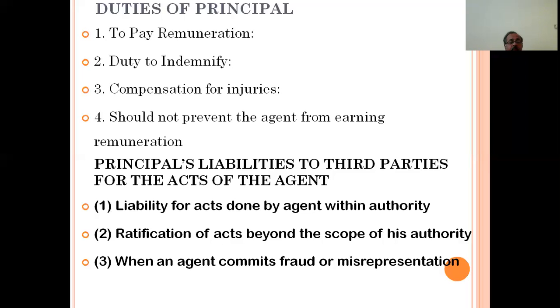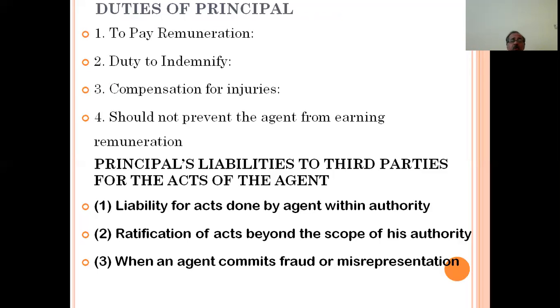And the third one is when an agent commits fraud or misrepresentation. When an agent commits fraud or misrepresentation in the conduct of the business or dealing with the third parties, then the principal is liable for any loss or any injury arising from such fraudulent or misrepresentation act. See, the principal is liable towards the third parties. So these are the circumstances in which the principal is directly liable to the third parties.